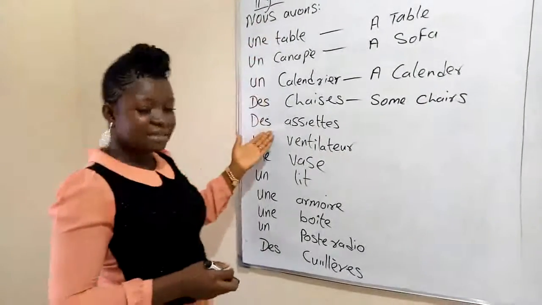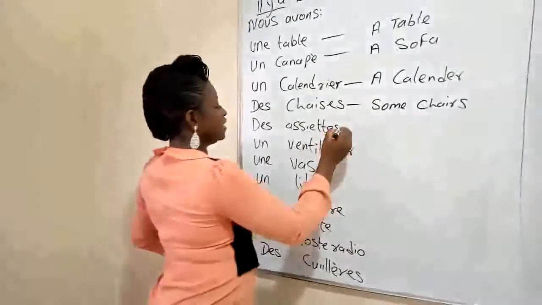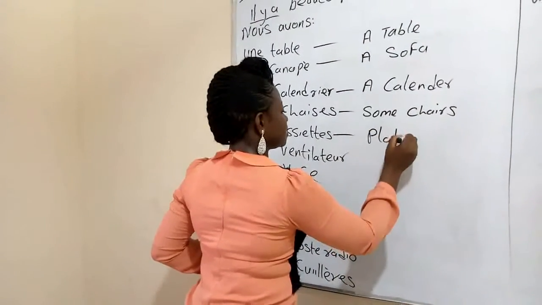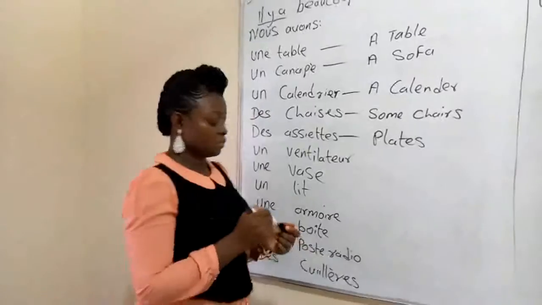Nous avons there's a set. Nous avons there's a set here. Plate. Plate. Alright.